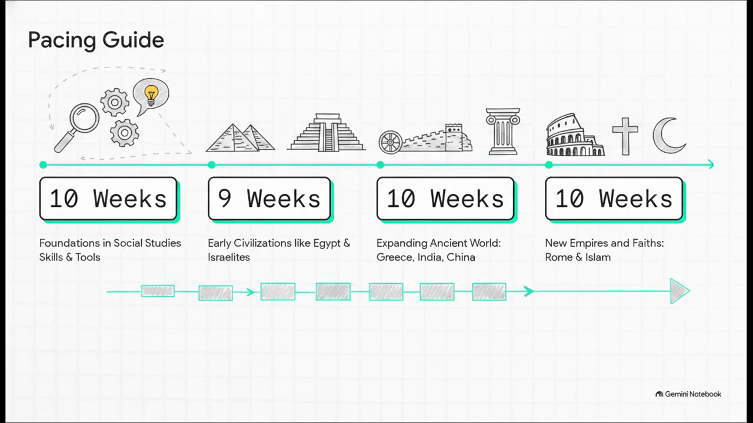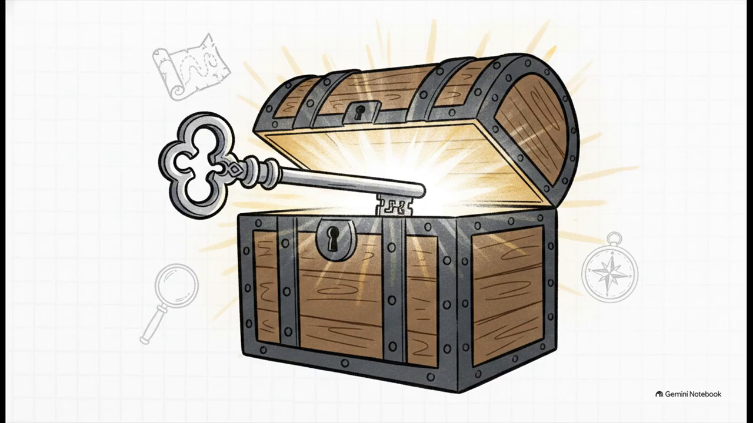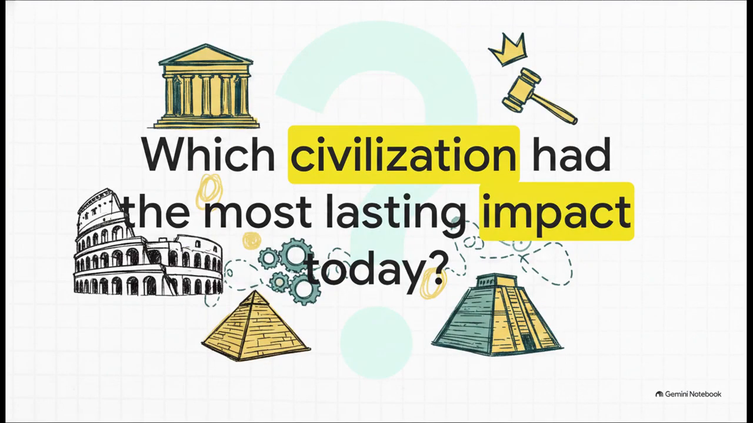The momentum never stops. Every single week builds directly on top of the previous block. The ancient world is waiting to be explored, and your toolkit is basically ready to go. Remember, those skills you learn right at the beginning, evaluating sources, reading maps, understanding credibility, those aren't just for the first 10 weeks. They are the keys that will unlock every single mystery you encounter for the rest of the year. Based on all the incredible innovations and complex societies we're going to study, which ancient civilization do you think had the most lasting impact on how we live today?